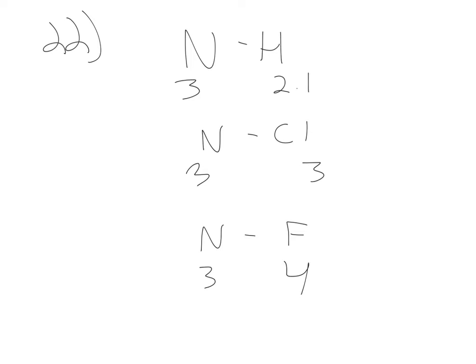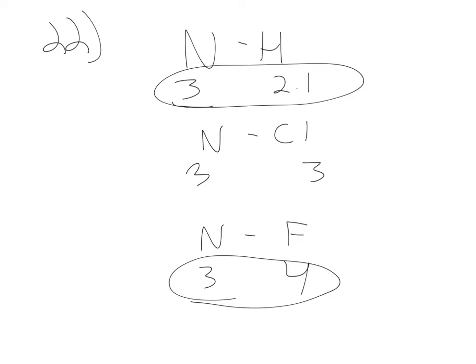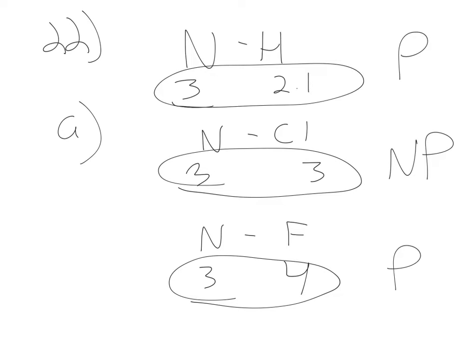Okay. Well, this actually paints an interesting picture. At least I find it interesting. Hopefully you do too. A large difference in electronegativity is characteristic of a polar bond. Which bonds are polar? The biggest difference is here, 3 and 4. That's a polar bond. The next biggest difference is here, 3 and 2.1. That's a polar bond. But this is not. Nitrogen and chlorine is very nonpolar, that bond anyway. Okay, so that's A. Polar, nonpolar, polar.